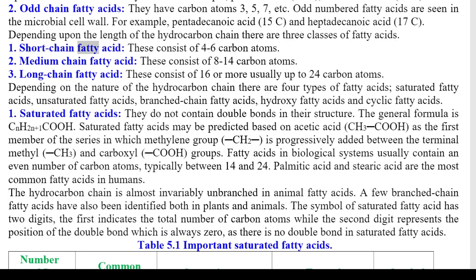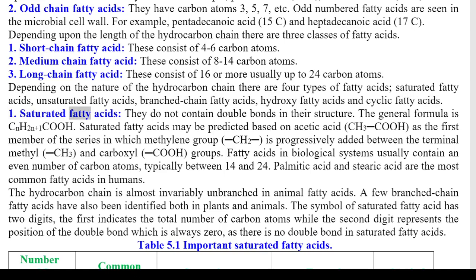1. Short-chain fatty acid. These consist of 4 to 6 carbon atoms. 2. Medium-chain fatty acid. These consist of 8 to 14 carbon atoms. 3. Long-chain fatty acid. These consist of 16 or more, usually up to 24 carbon atoms. Depending on the nature of the hydrocarbon chain, there are 4 types of fatty acids: saturated fatty acids, unsaturated fatty acids, branched chain fatty acids, hydroxy fatty acids and cyclic fatty acids.